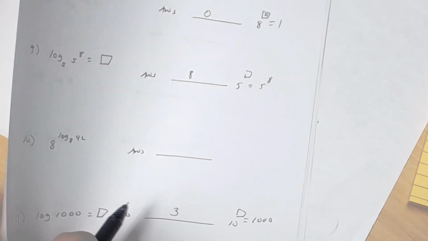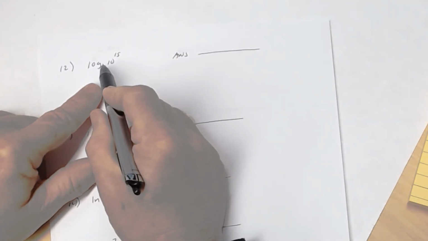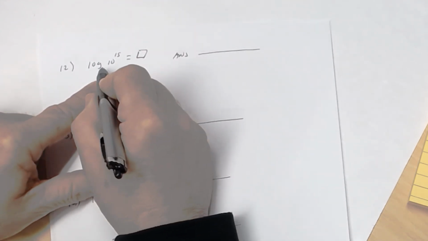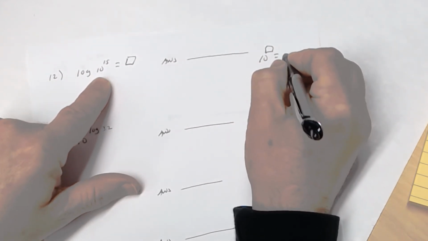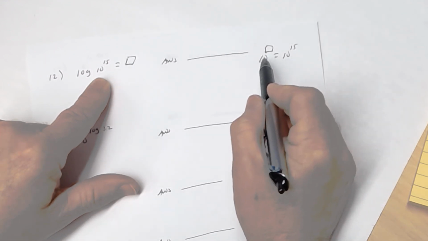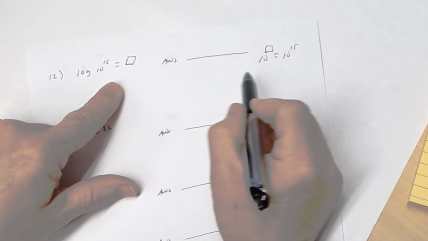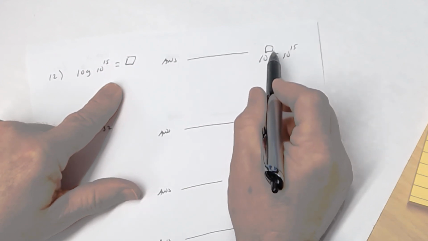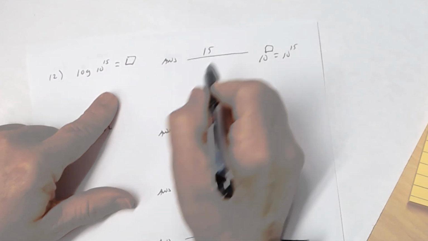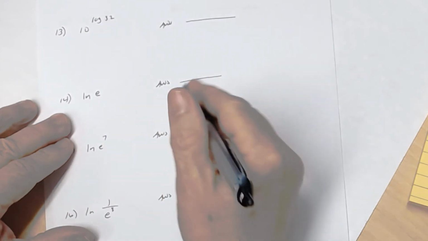Okay. Number 11. Remember, there's nothing listed here, so that's understood to be a common logarithm, so that's base 10. So just remember that. Your base is 10. So 10 to what power is the argument? Well, my argument is 10 to the 15th. So what do you think goes in this box then? 10 to what exponent is 10 to the 15th? Well, the base is the same, so the exponents have to be the same. So 15. We're going to come back to this one. Let's go to this one now.